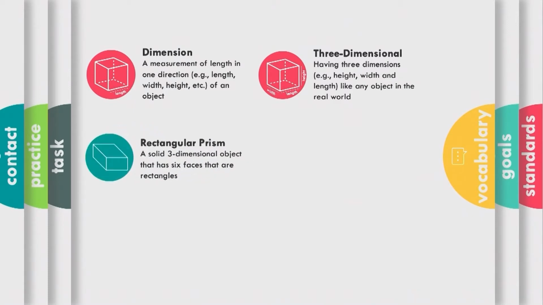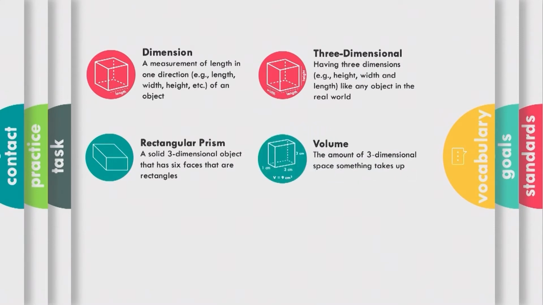The next term you'll hear a lot is rectangular prism. And this is a solid 3-dimensional object that has 6 faces that are rectangles. Now, if you're thinking, I'm not exactly sure what you're saying here, think about this. We just learned that a 3-dimensional object is an object that has height, width, and length. So basically, this is a rectangle that has height, width, and length. Now, this vocabulary term is extremely important because it's what we're talking about in today's lesson. The word volume means the amount of 3-dimensional space that something takes up.